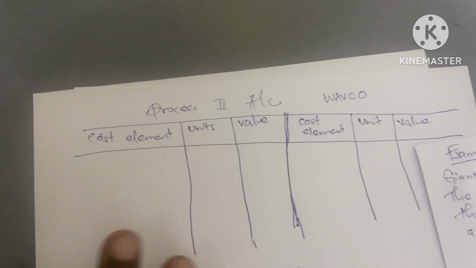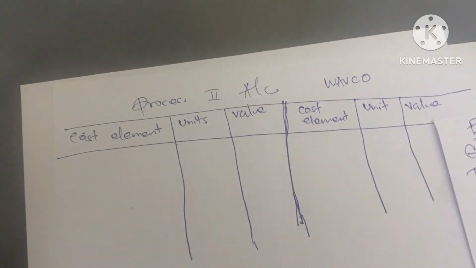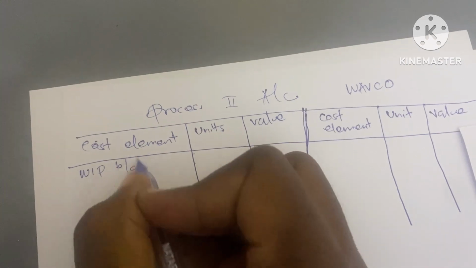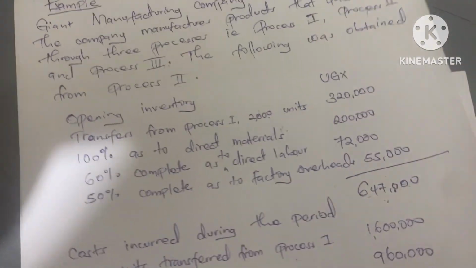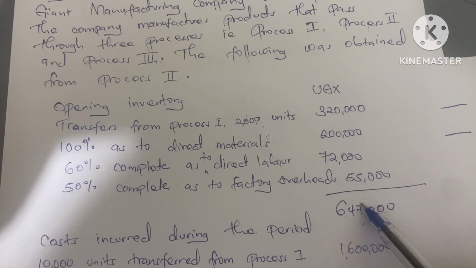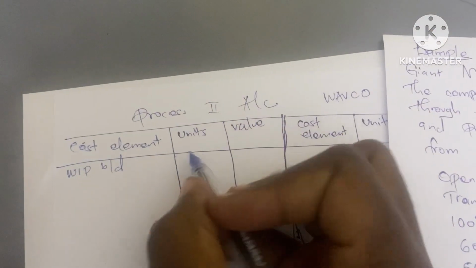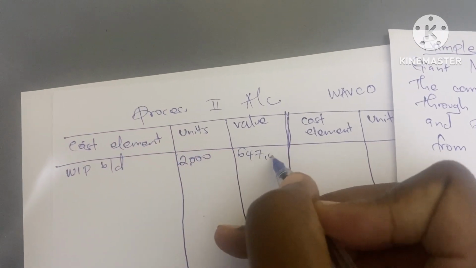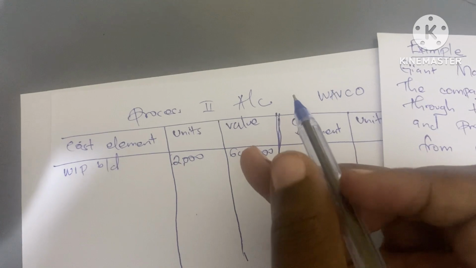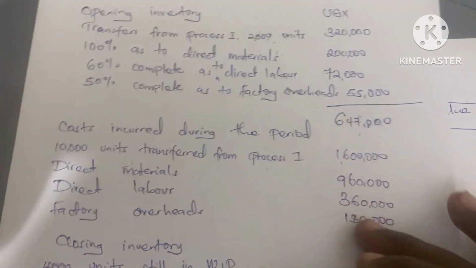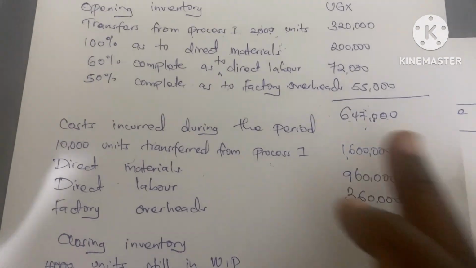So we start with our process account. Inside the process account, we start with the work in progress, the balance brought down, which is the opening, the units, and then the total. So it is 2,647. Then after we go to the costs incurred during the period, we write them the way they are here.